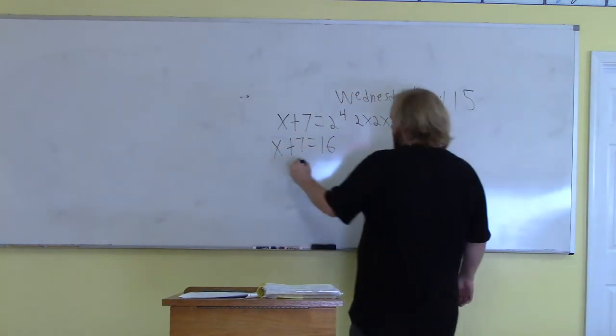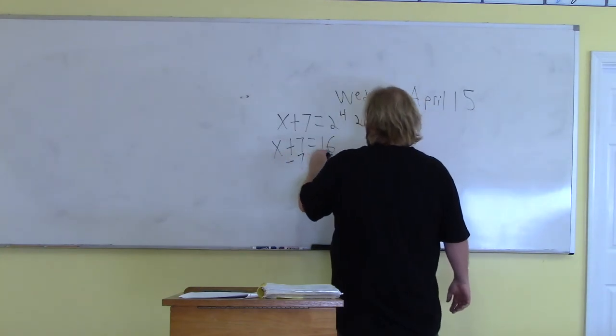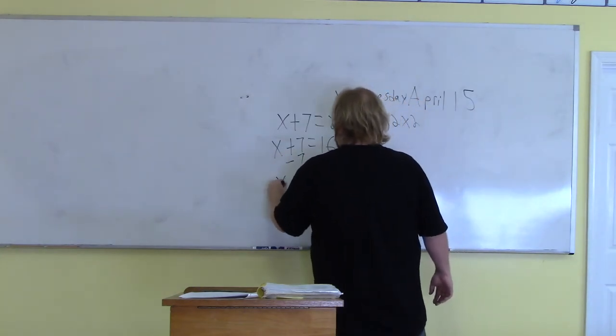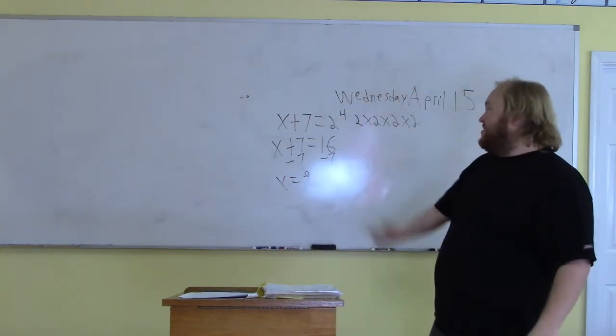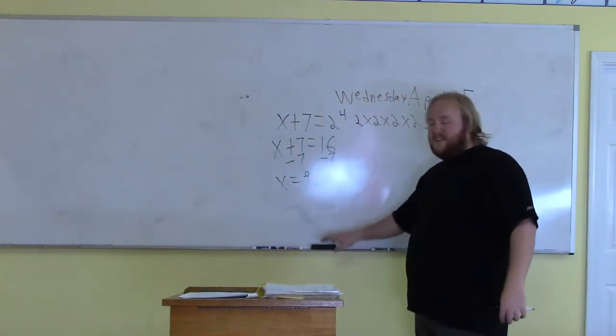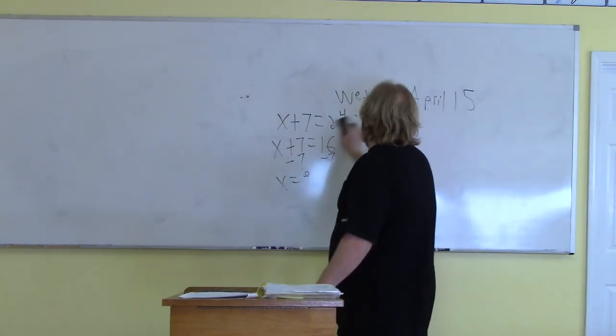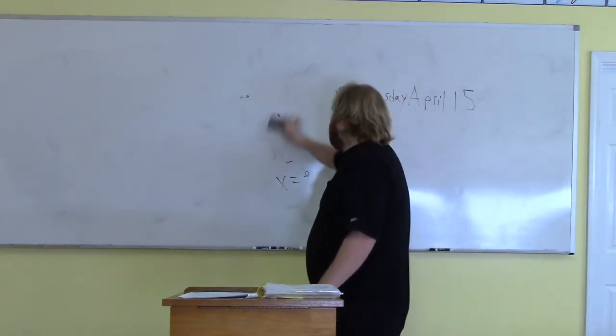But you know what to do here. You do opposites of addition. So x equals 9. Can we verify? Sure. 9 plus 7 is 16. 2 to the 4th is 16. Problem solved. We verified our answer.